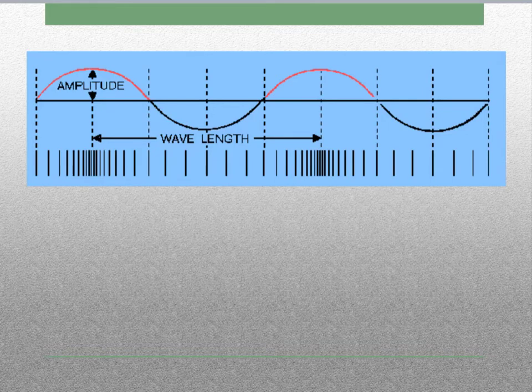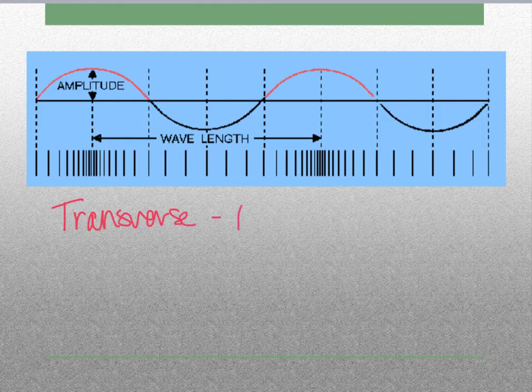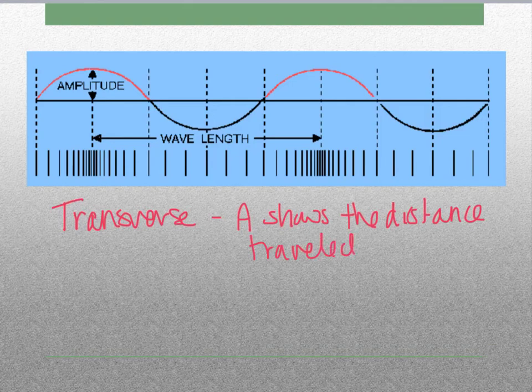I just want to double clarify on this. This top waveform here can represent either a transverse wave or a longitudinal wave. In a transverse wave, the amplitude shows exactly how far it actually travels. So if we have transverse, the amplitude shows the distance traveled, and that's the distance traveled perpendicular to the wave motion, or to the wave's velocity.